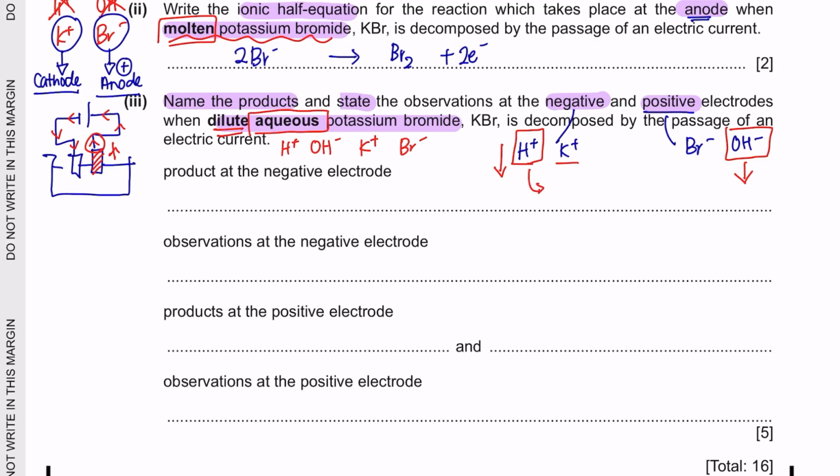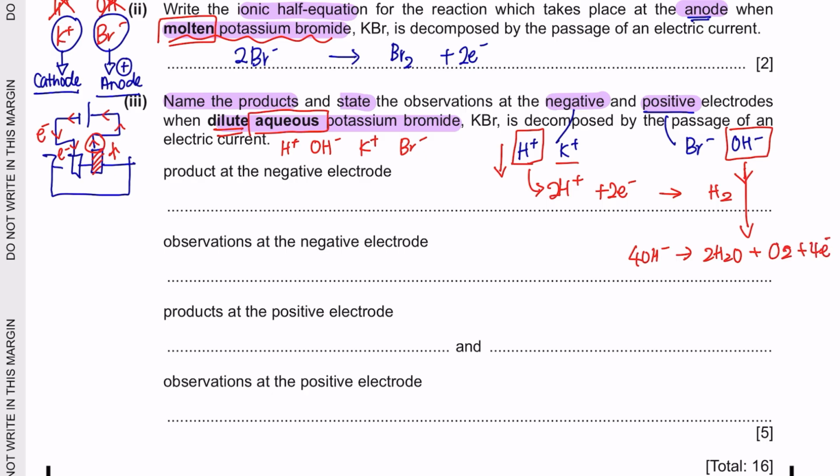So the half equation for the negative electrode would be H+. The negative electrode will receive electrons, so it receives electrons to form hydrogen gas. To balance it, we'll put a 2 like this. And for hydroxide, you have to memorize the half equation, whereby 4 hydroxide will release 2 molecules of water, oxygen, and 4 electrons.